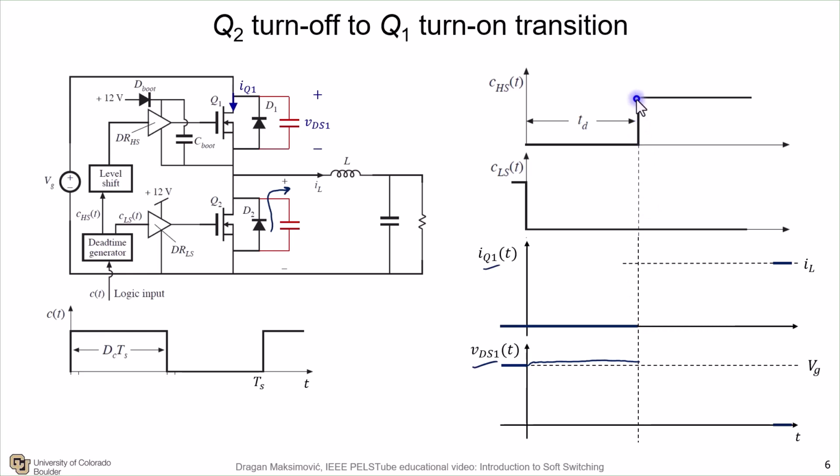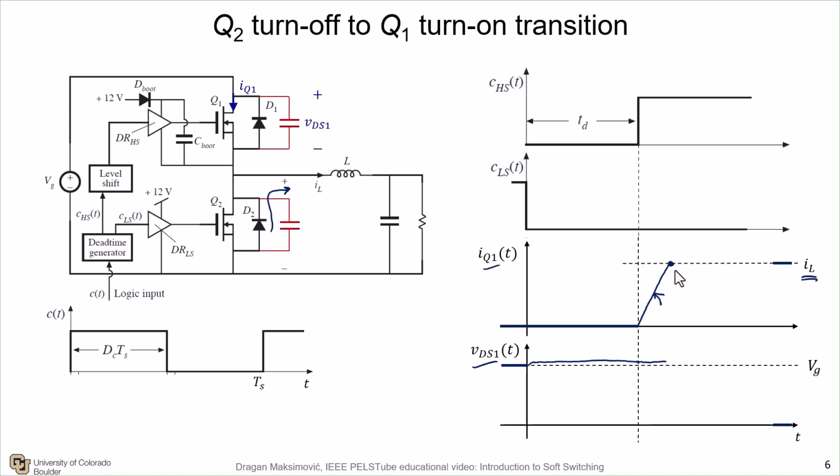We finally turn on Q1 at this point in time, and that is going to result in the current of Q1 ramping up as a function of time like this. What happens with the diode D2 during that time? Well, as long as the current IQ1 is lesser than the inductor current, the diode D2 is still conducting, and so you're still going to see a diode voltage drop across the body diode of Q2.